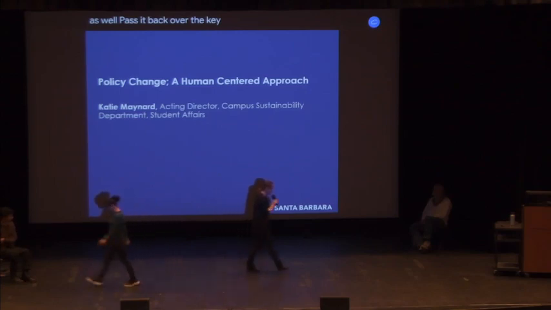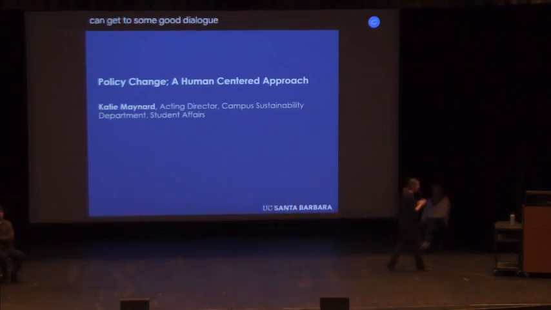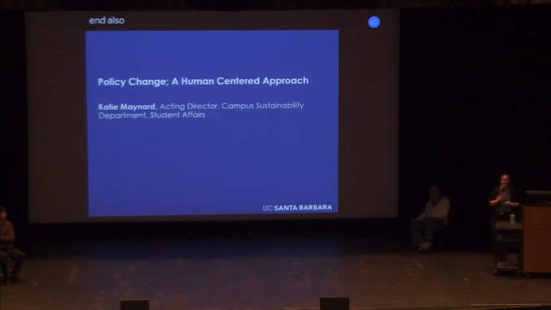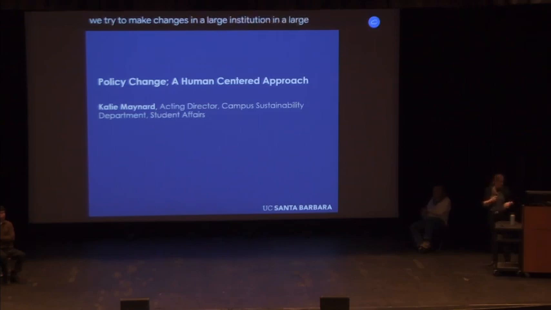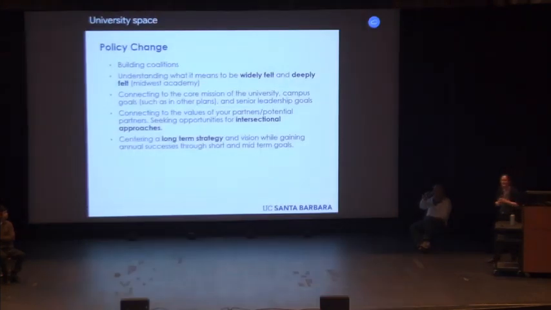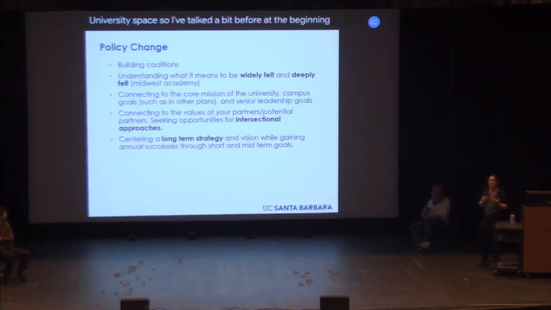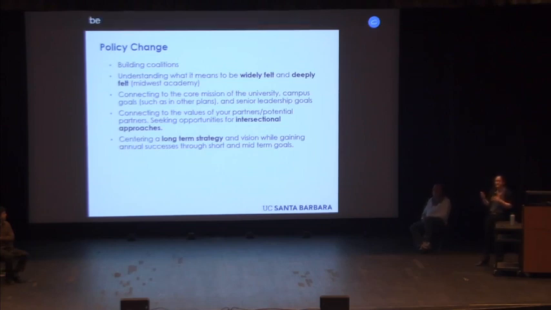All right, so I'm going to wrap up so we can get to some good dialogue with you all. But I wanted to end also in talking a little bit about policy change and how we try to make changes in a large institution, a large university space. So I've talked a bit before at the beginning about building coalitions, but a lot of what we do is try to think through who are all the different people that might be affected by something that we want to try to create on the campus. We think about who are the key decision points across the campus.